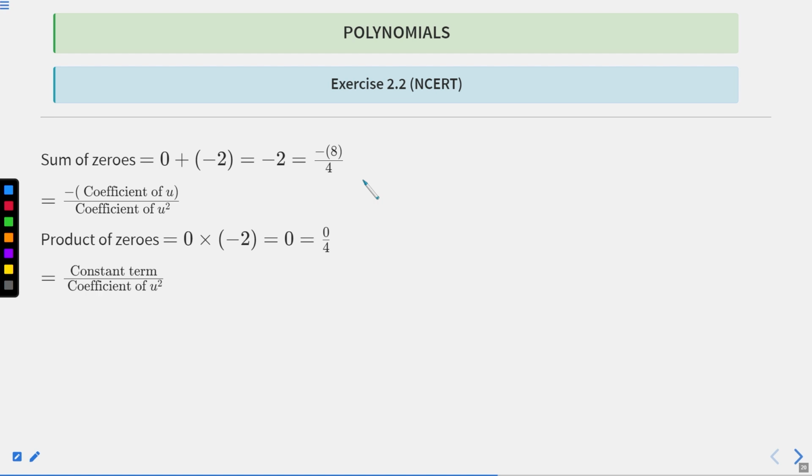Okay, and now product of its zeros is equal to 0 times minus 2. Okay, and this is equal to 0, which can be written as 0 upon 4. Okay, so 0 upon 4, here the constant term is 0 for this quadratic polynomial and the coefficient of u square is 4. So 0 upon 4 is basically equal to constant term divided by coefficient of u square.